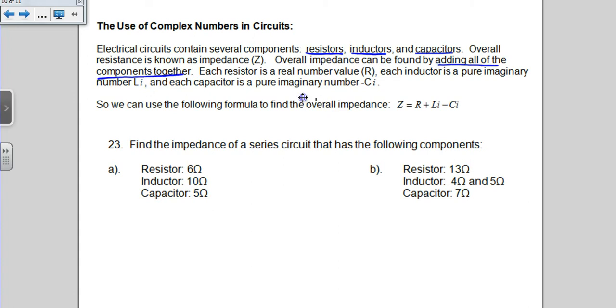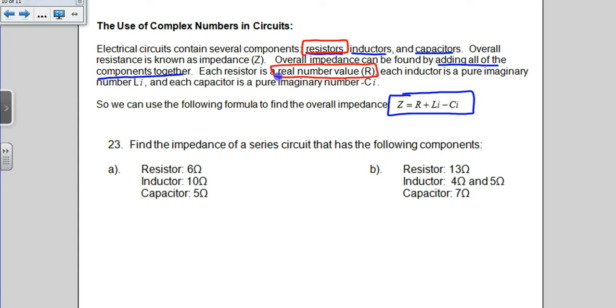Each resistor is a real number value R. Each inductor is a pure imaginary number Li. And each capacitor is a pure imaginary number negative Ci. So they've come up with this cute little formula for you. And I think some color coding might help me here. I'm going to start with resistors. Okay, resistors I'm going to do in red. And it says a resistor is just a real number, R.